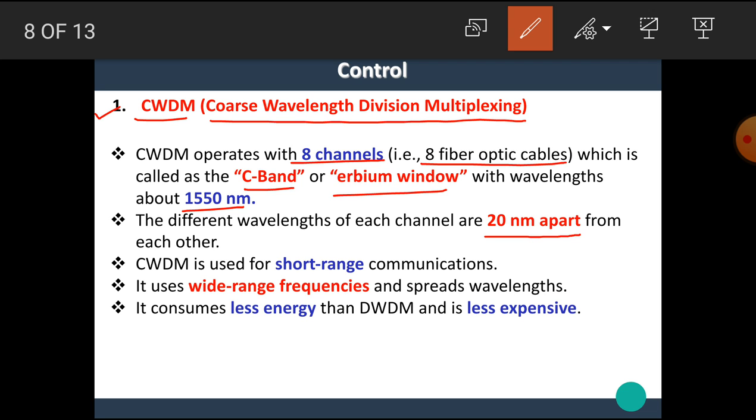Now, CWDM is used for short range communication. It uses a wide range of frequencies and spreads wavelengths. It consumes less energy than DWDM and is less expensive.